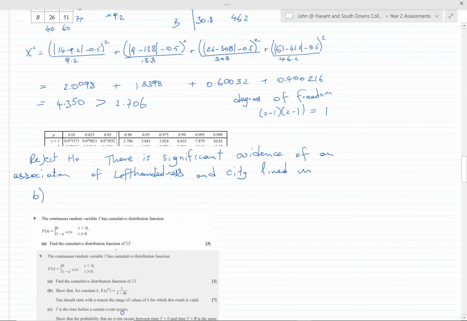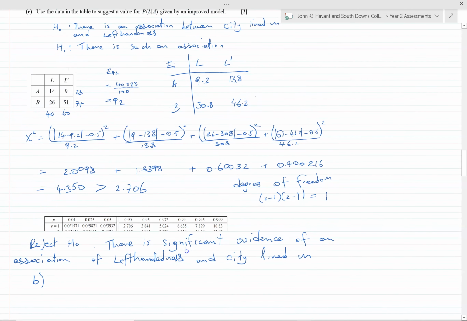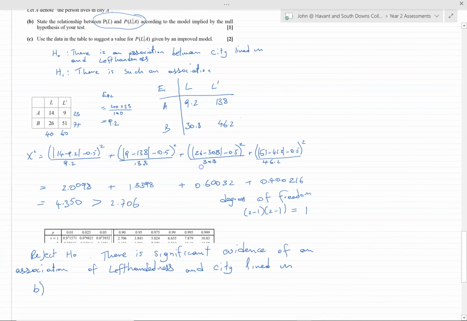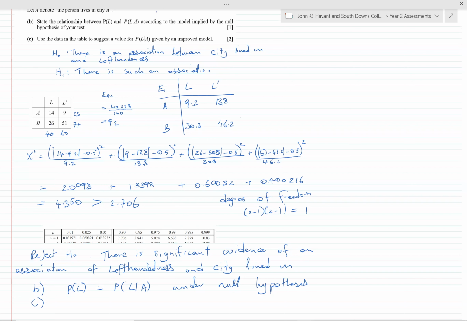So question 9 is appearing there. Let's bring that down. Do that in a future video. So yeah, so we've got P(L) equals P(L conditional A) under the null hypothesis. Null hypothesis, that's it. Okay, and then part C. Use the data in the table to suggest a value of P(L conditional A) given by an improved model.